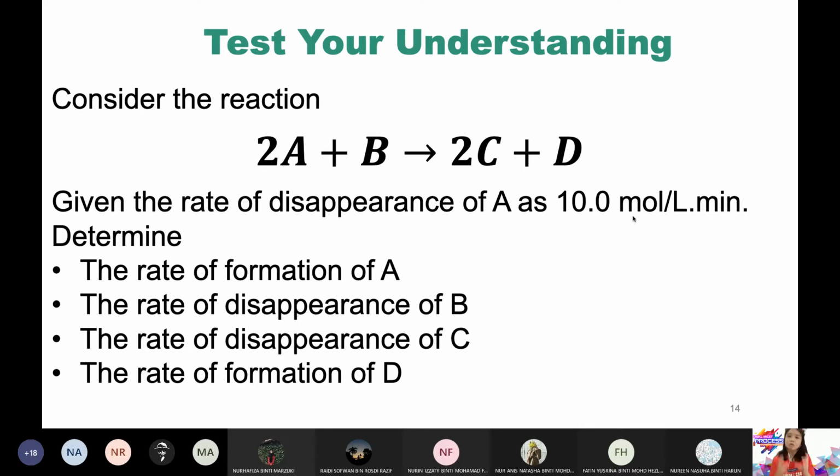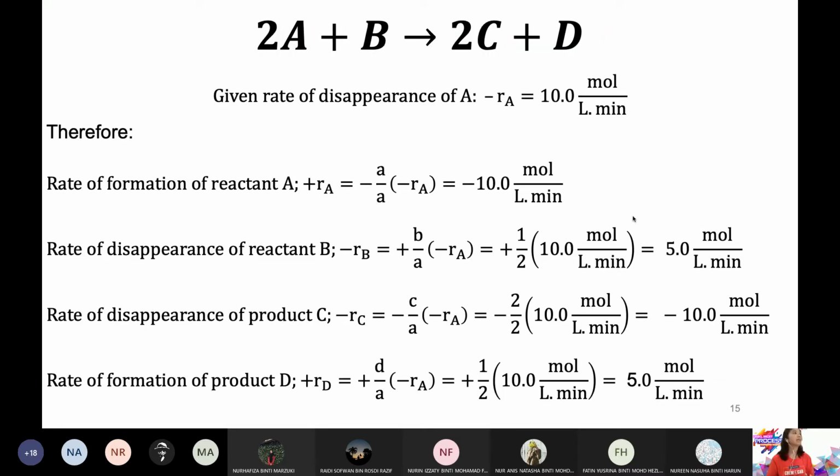So nak katakan kamu nak tahu juga kadar kehilangan atau kadar pembentukan spesies lain dengan masa. So, like as I said, kalau kamu tak tahu, mungkin kamu fikir kamu kena ukur kepekatan A dengan masa, kepekatan B dengan masa, kepekatan C dengan masa, kepekatan D dengan masa. Tak payah. Dengan hanya menggunakan pengiraan, kamu tahu the chemical reaction, kamu dah boleh kira untuk spesies lain. So, how do we calculate this? Okay. So, first of all, as I said, rate of disappearance of A diberi soalan minus RA 10.